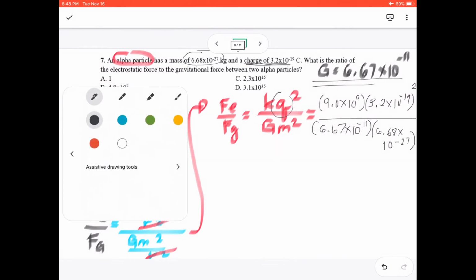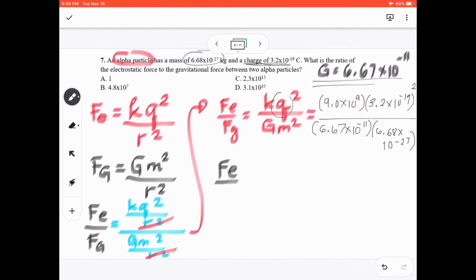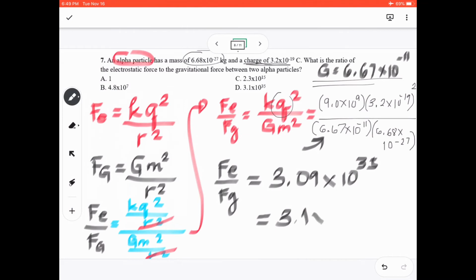Alright, now if you're going to use your calculator to solve the ratio between Fe over Fg, these are the series of numbers that you're going to put in your calculator carefully. Hopefully you're going to do that. You're going to come up with the number 3.09 times 10 raised to 35. Now it's a ratio of two numbers, therefore you don't have a unit. If we want two significant figures only, 3.1 times 10 raised to 35 is the final answer, which is letter D.